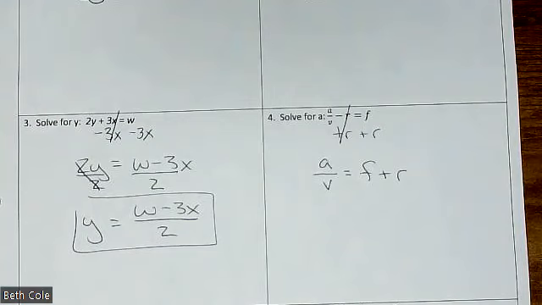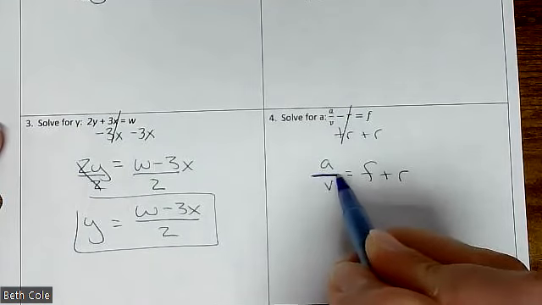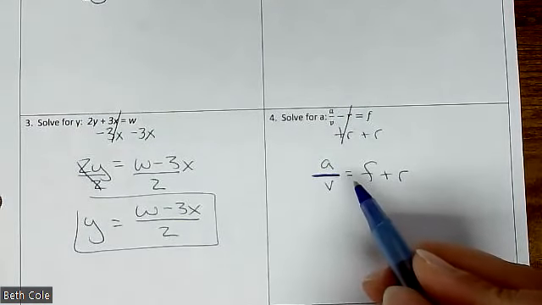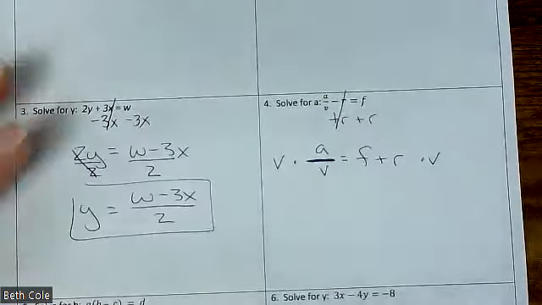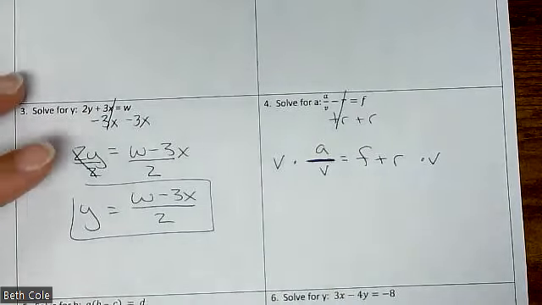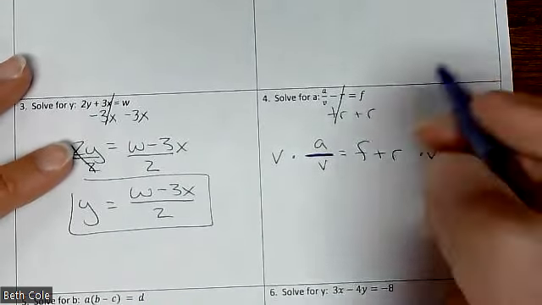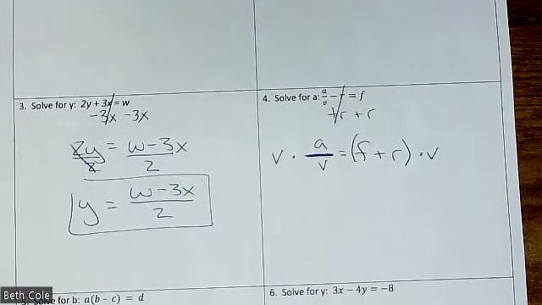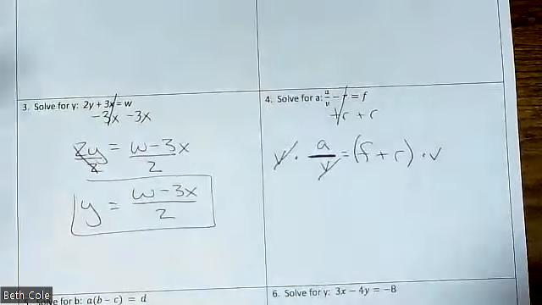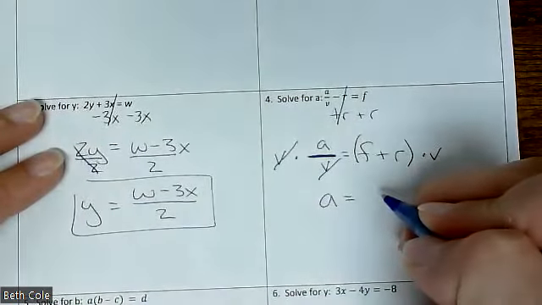And then one more step. We're still trying to get a by itself. This bar means what? Division. So we're going to do multiplication. You're going to multiply both sides by v. Watch this real quick, though. You have to multiply v to this whole thing. So you need parentheses. You just have to give it a hug. So put parentheses around the f plus r. And so you get a equals, are you okay?